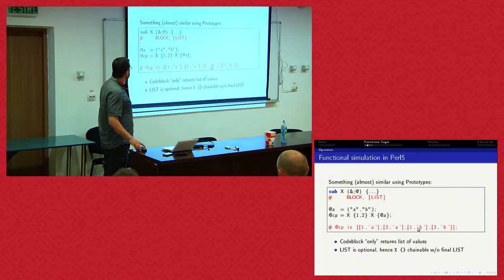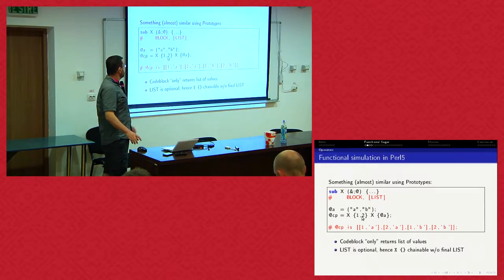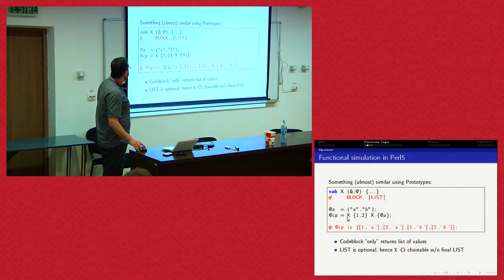So what's happening? These functions are chained and passing an object to each other, and the objects tell them, oh, the first X tells them, I have a list with the elements of array A. The other one knows, I have a list of the elements 1 and 2 from the block. I can have any kind of source code here. And when the last X is called in a list context, it just passes all the cross products of the elements.